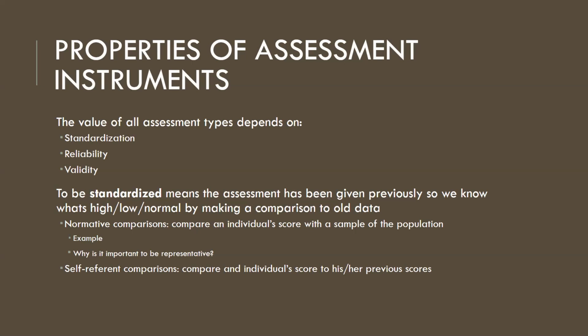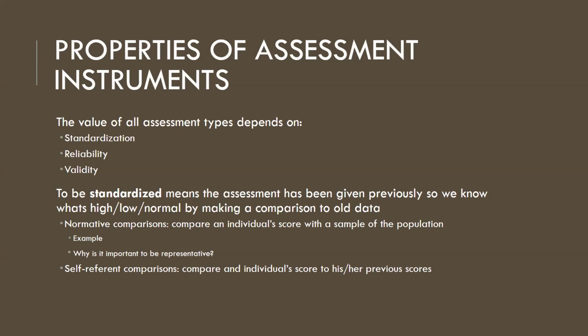So for example, if I generated the DASS, the Depression, Anxiety, and Stress Scale that I mentioned on the previous slide, before I went out into the field and started giving it to patients, I would first need to give it to a group of people to see how people score on average, what's a high score, what's a low score. That way, when I give it to my client later, I can compare their score to this more normative population series of scores, and I know whether a score is, again, high, low, normal, etc.